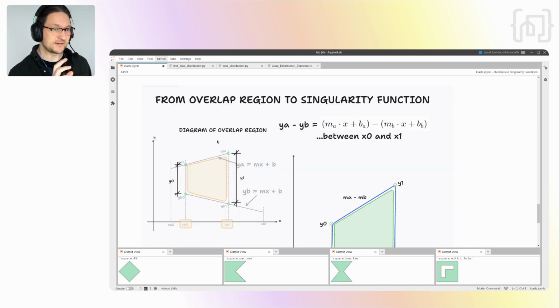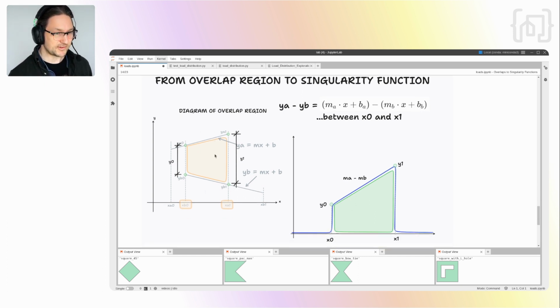My thought is, if we convert these overlap regions into another data type called a singularity function, then we can compose singularity functions together to subtract negative area from our positive area. So if we've got our overlap region, what would a singularity function be here? We've got y0 and y1 being the start and end points of our delta y of our overlap region here, and we've got xb0 and xa1 being the x0 and x1 extents of our overlap region. The singularity function would be describing this projected shape onto the beam.